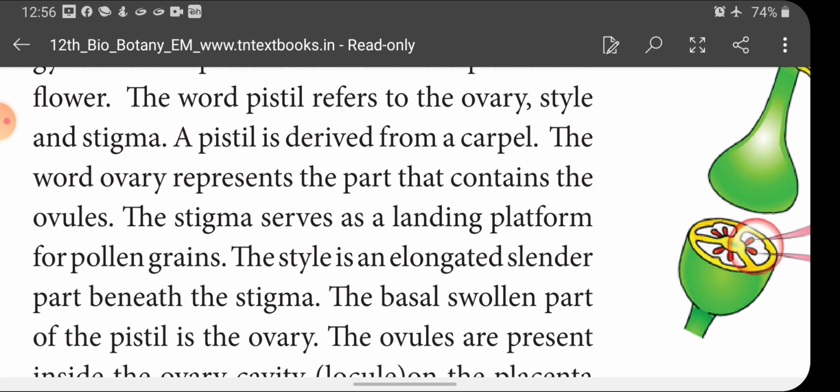The word ovary represents the part that contains the ovules. The stigma serves as a landing platform for pollen grains. Okay. So, by the definition of pollination itself, we come to know that the stigma is the platform that receives the pollen grains from the anther. What is the definition of pollination? Transfer of pollen grains from anther to the stigma. So, it is clearly understood that the platform to receive the pollen grains during pollination is the stigma only. Okay, the stigma serves as a landing platform for pollen grains.